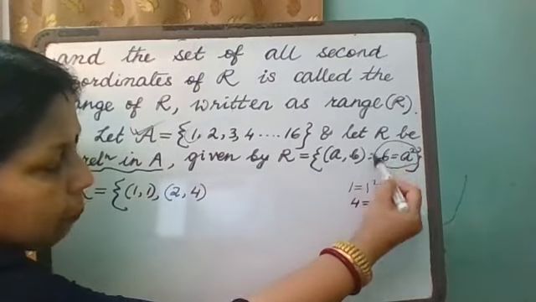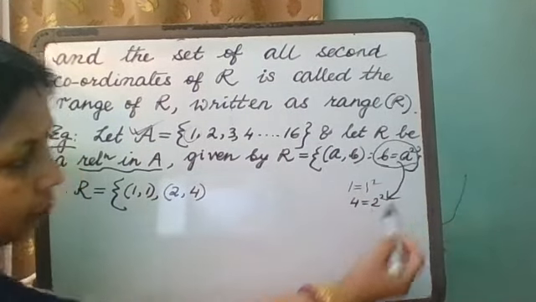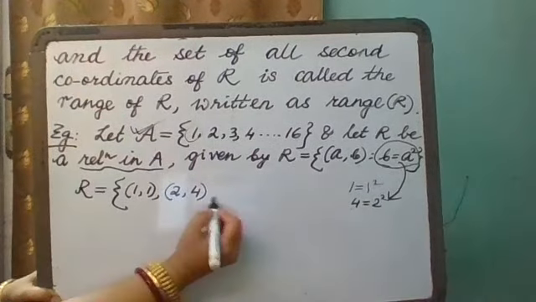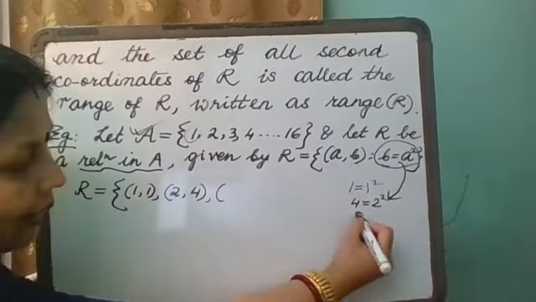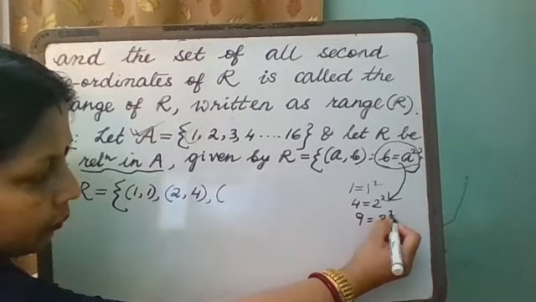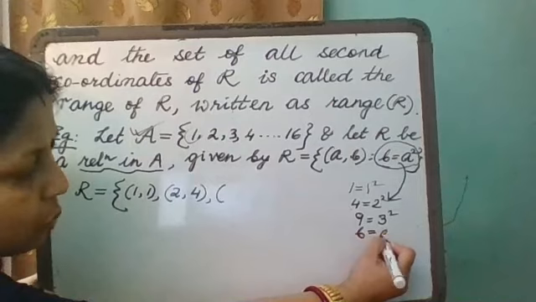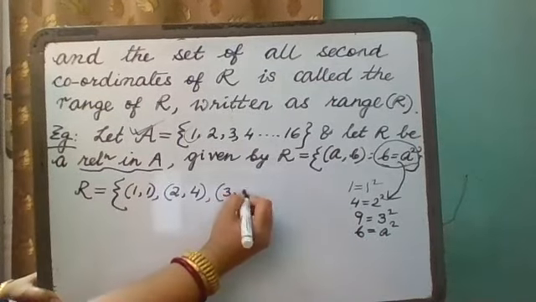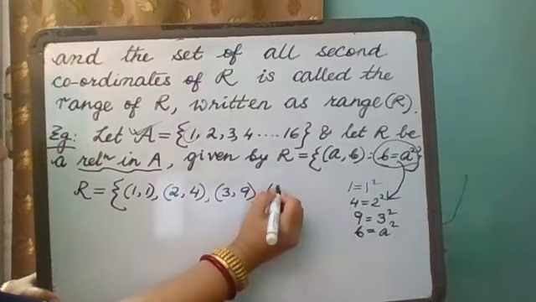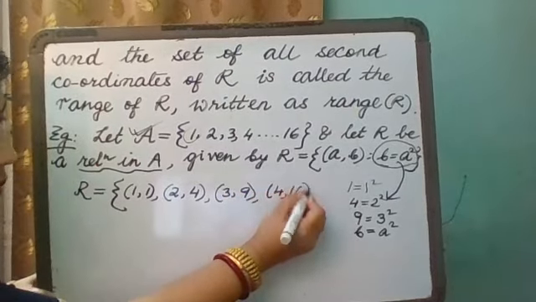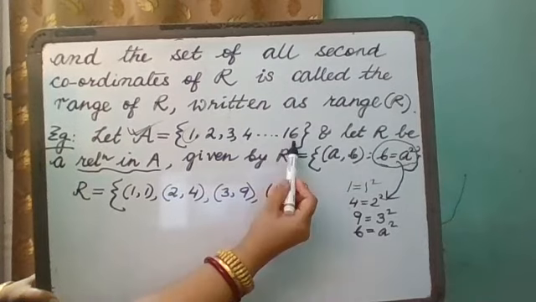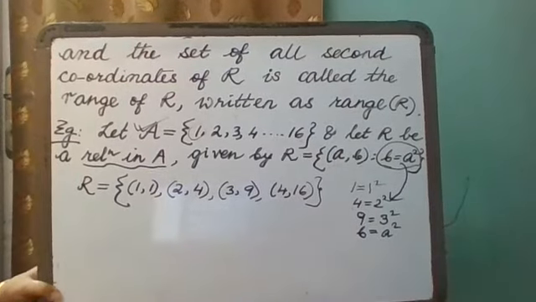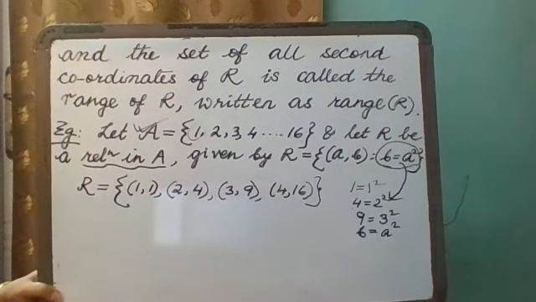Because when I compare with b equals a square, 4 is b, a is 2. What else? 9 equals 3 square. Comparing with b equals a square, b is 9, a is 3. So (3, 9). Next ordered pair, (4, 16). I cannot continue further because set A has elements only up to 16, so I need to stop. So this is set R.